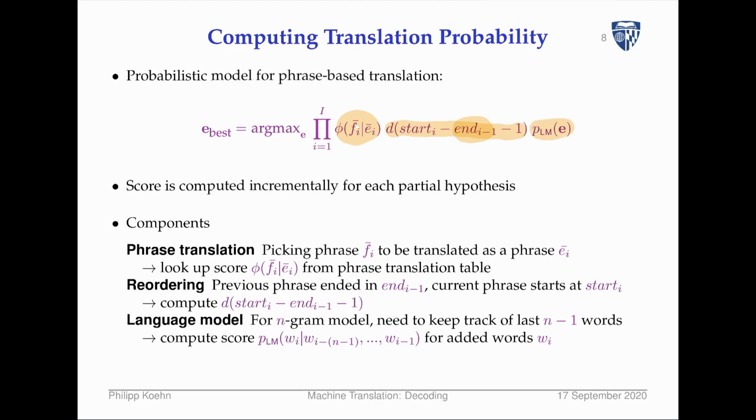And then there's a language model. For the language model, we have to keep in mind what the previous English words we produced were. Since the language model is an n-gram language model with a limited history, we only have to keep track of a certain number of English words. So not all English words matter to score additional words, only the last, let's say, 2, 3, or 4 words, depending on the order of the language model.